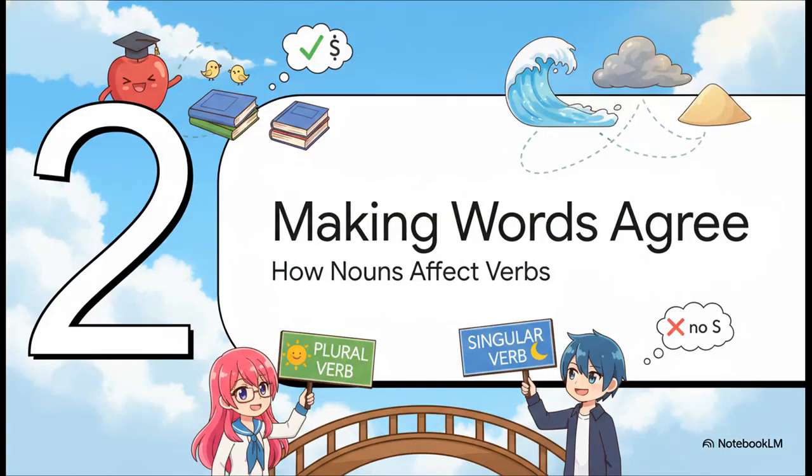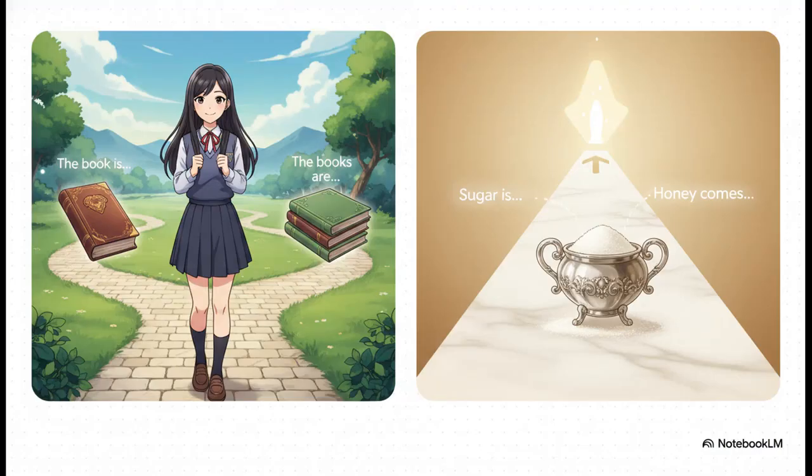Okay, so we've got our two types of nouns sorted. But why does it matter so much? Well, because, as we're about to see, it totally changes which verbs we pair them with. It's all about making your words agree. And you know what? The main rule here is actually super simple. For countable nouns, the verb just follows the noun. If the noun is singular, the verb is singular. The book is. If the noun is plural, the verb is plural. The books are. But here's the best part.